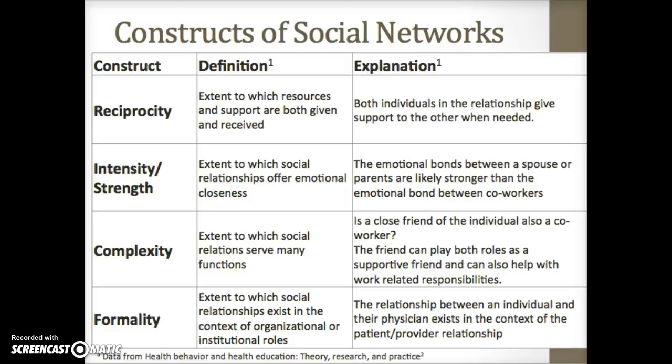The final construct of social networks is formality. This refers to the extent to which social relationships exist in the context of organizational or institutional roles. The relationship between an individual and their physician exists in the context of the patient-provider relationship.